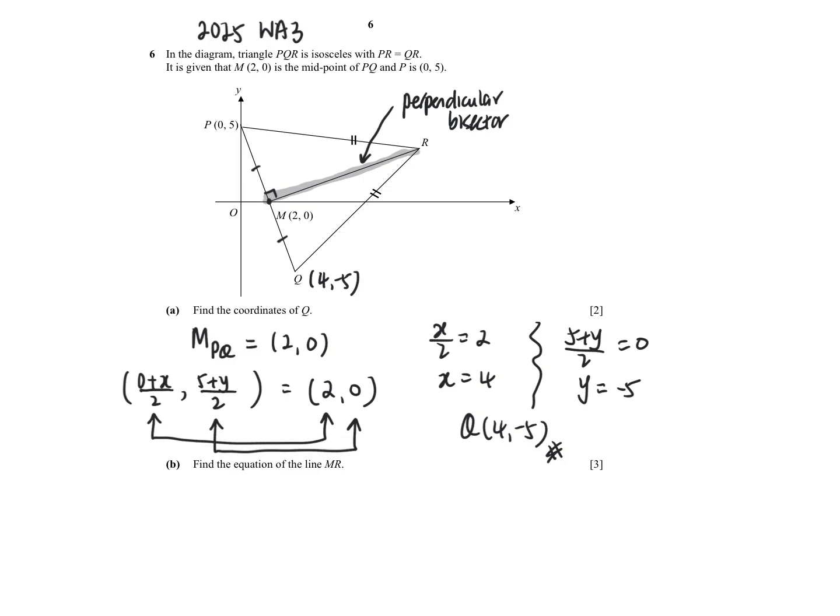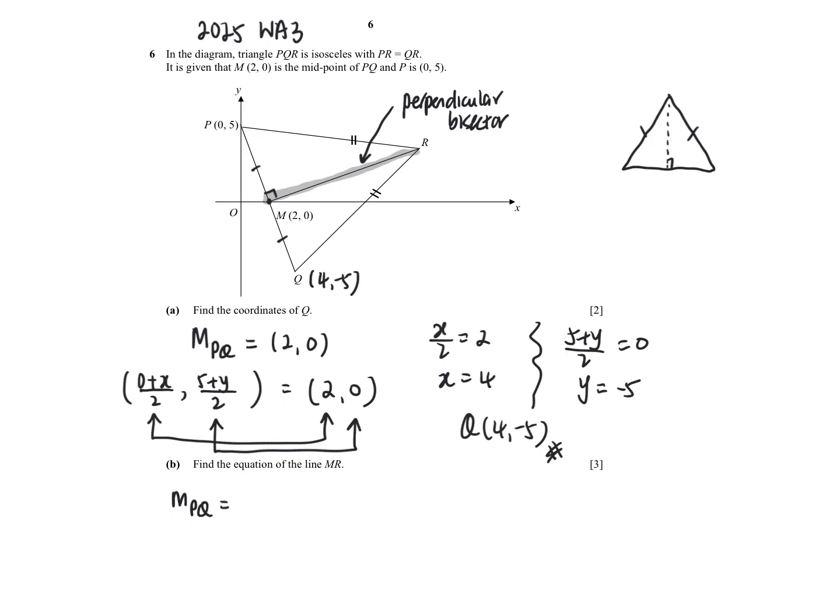Yes. So remember, when you have an isosceles triangle, and if you drop a line to the base, it is always perpendicular to it. This is a property of an isosceles triangle. So in order to find the gradient of MR, I need to find the gradient of PQ.